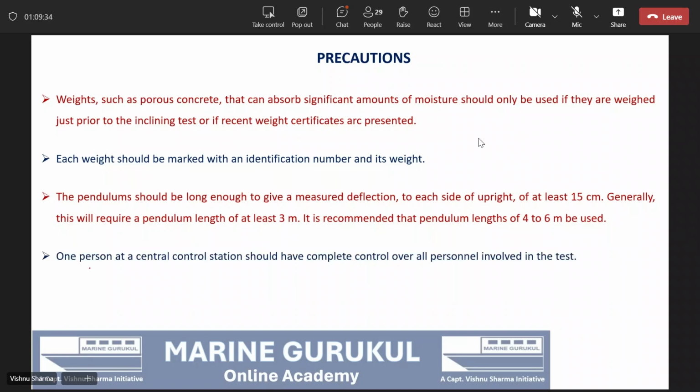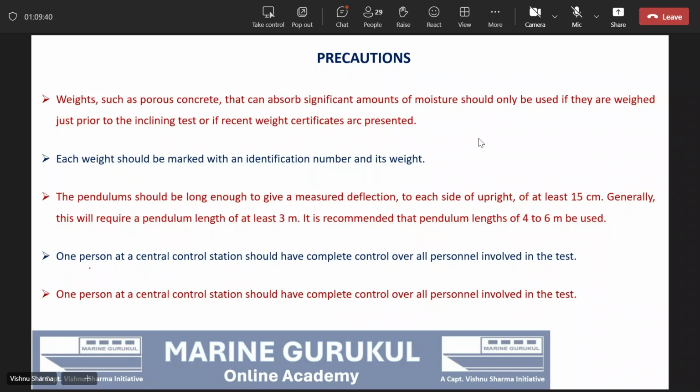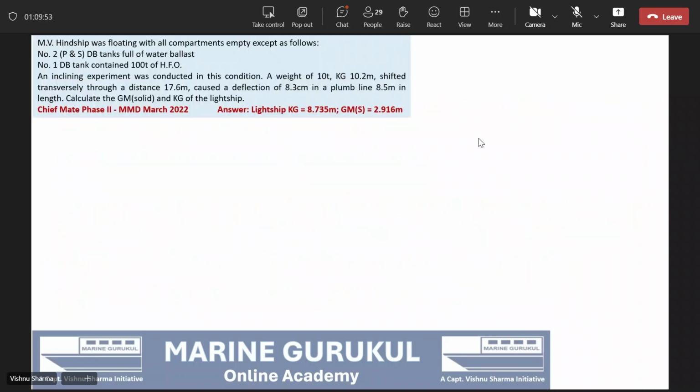One person at the central control station should be in complete command of the experiment. One person, okay, this is a repeat of the point. I think it's all running in sequence. There's nothing to worry about. If you want any screenshots, let me know, guys. I'll give you. Excuse me, sir. Yeah, tell me.